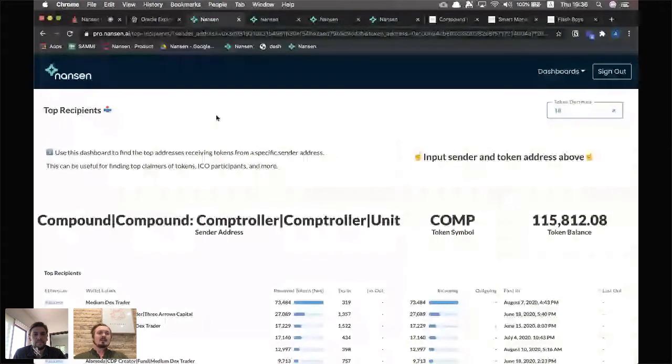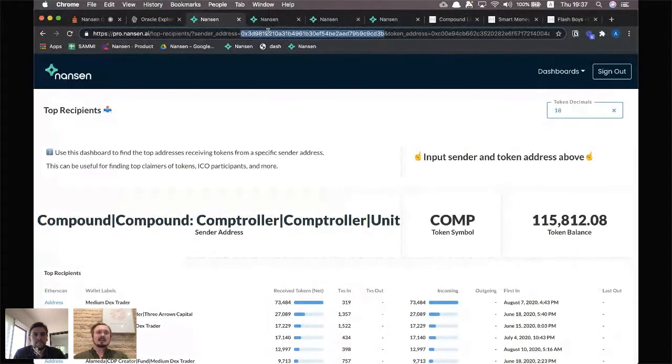And so this Top Recipients dashboard, why is that relevant? Well, this lets you see how many tokens different addresses have extracted from a given address. And so I could basically plug in the comptroller address, which is Compound's own contract. I've plugged that into the URL up here.